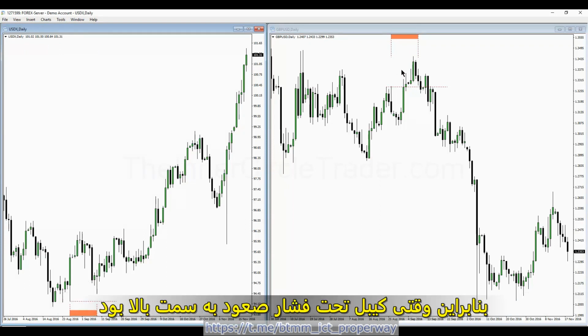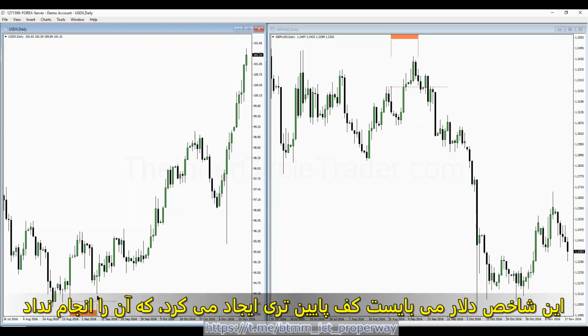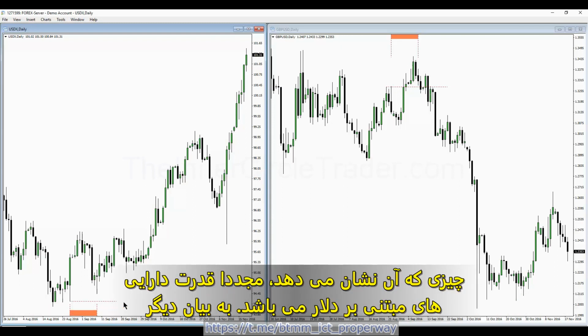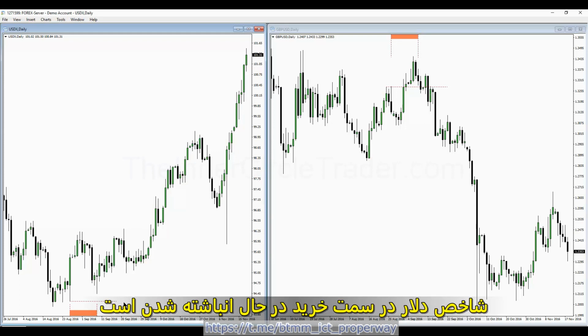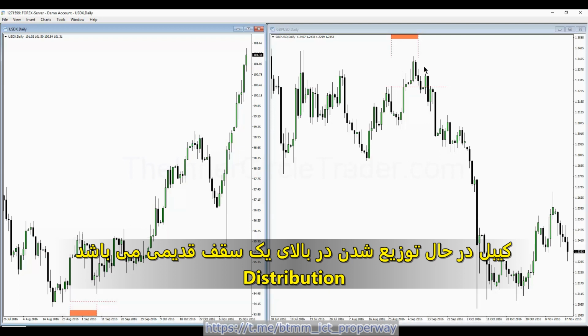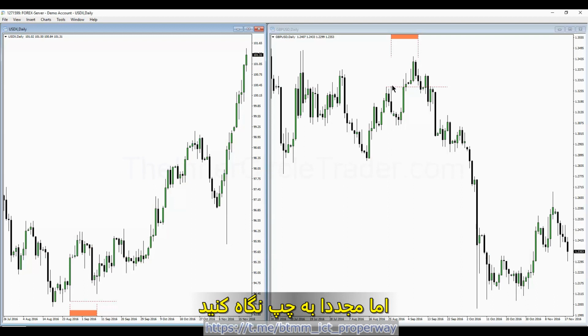So as the cable was pressing higher, rallying, this dollar index should have seen a lower low. It did not do that. What that indicates is, again, dollar-based strength. In other words, the dollar index is being accumulated on the long side. The cable is being distributed. Now, it's being distributed above an old high here, but look to the left again, above this old high here as well.